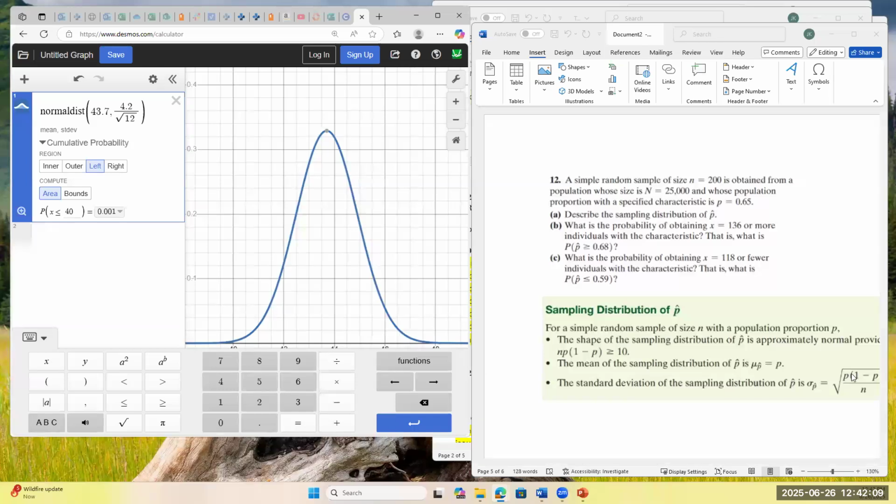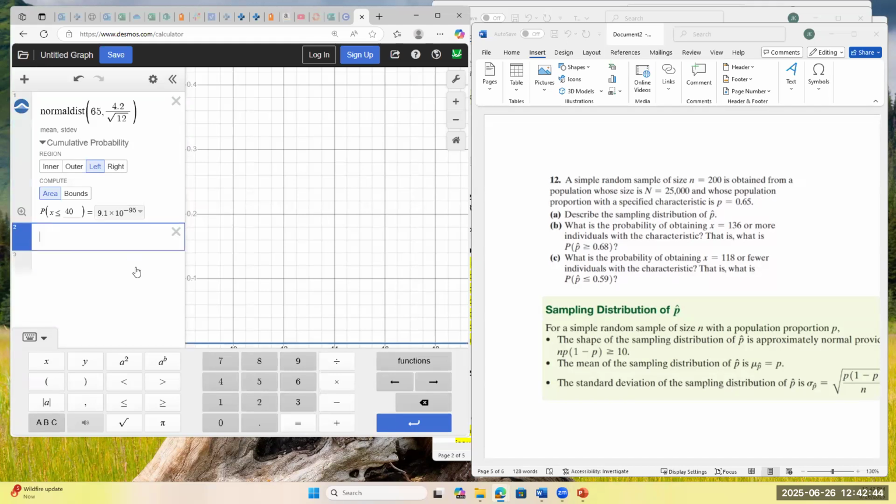So population proportion times 1 minus population proportion divided by sample size, and then we take the square root of all of that. So when we look at a problem like number 12, I have a sample of size 200 from a population of 25,000, and the proportion for that population is 0.65. So that's going to be the mean of my sampling distribution. So right here, I'm going to put the 65. Now, what is going to be my standard deviation? Well, I'm going to calculate that. Whoops, I put 65, which should be 0.65.